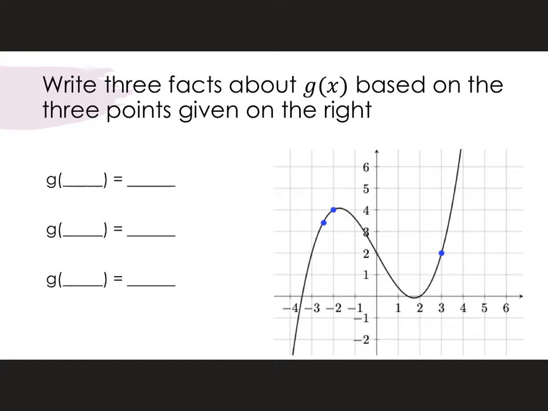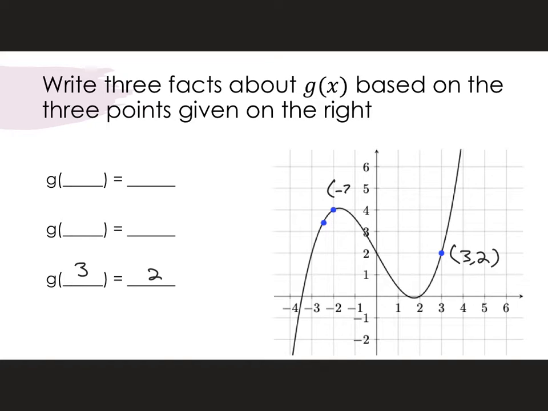So similarly, we can work our way backwards. If we have a graph, then by identifying points on the graph, we can write down facts about input-output pairs for the function. So for example, this point on the graph has coordinates (3, 2), and so I know that the function g with input 3 has output 2.